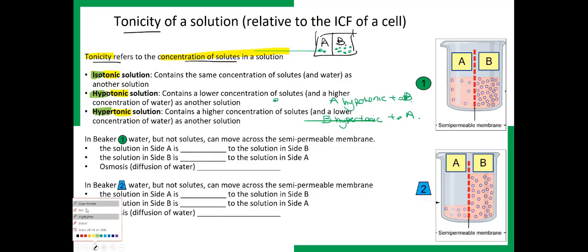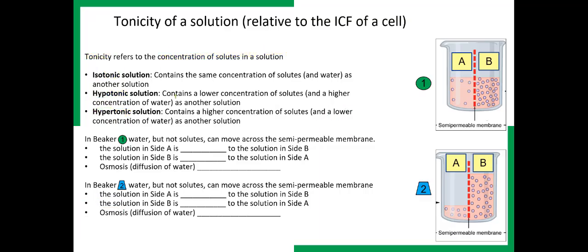So let's put this to the test. We've got two beakers here, beaker 1 and beaker 2. In beaker 1, water, but not solutes, can move across the semi-permeable membrane. If we look at the solutions inside A and B, the solution inside A is hypotonic to the solution inside B, and the solution inside B is hypertonic to the solution inside A.